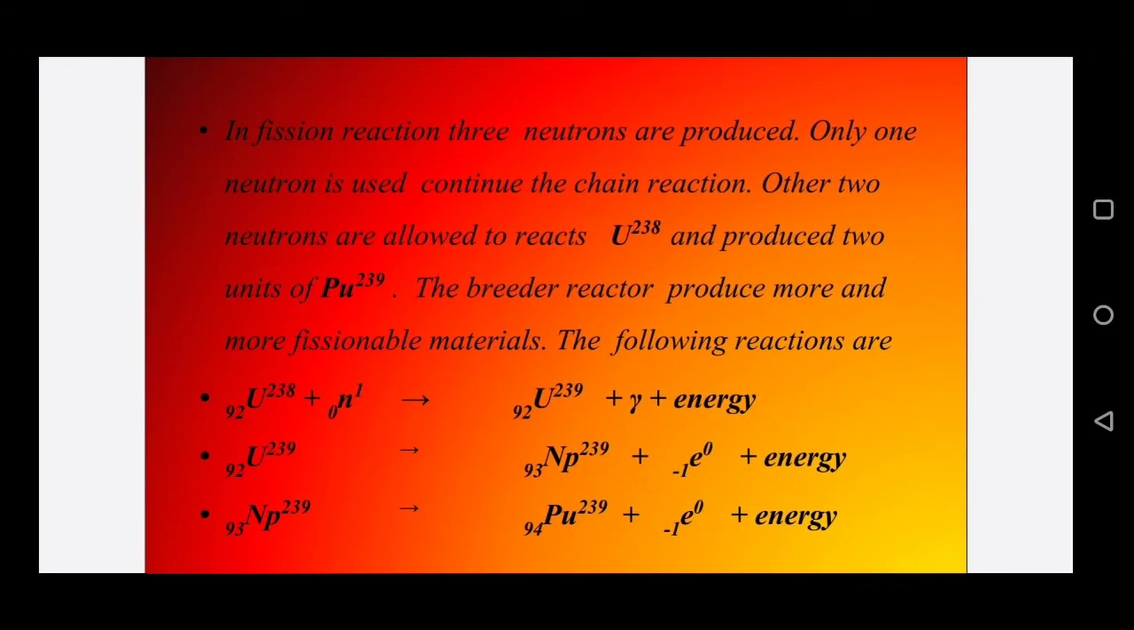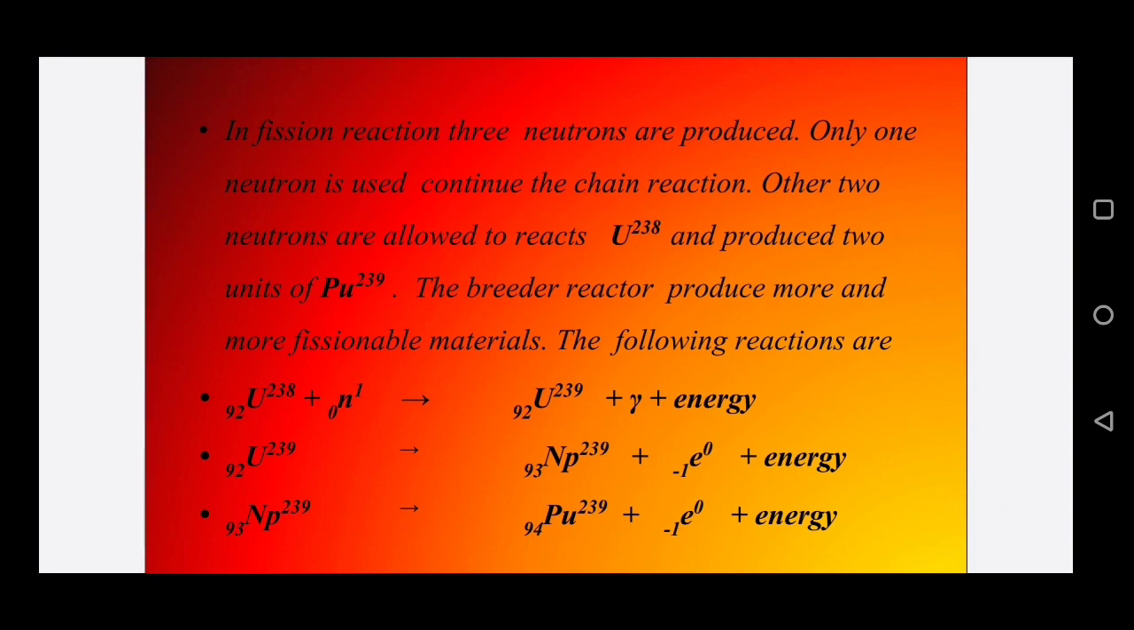In a nuclear fission reaction, 3 neutrons are produced. Only 1 neutron is used to continue the chain reaction. The other 2 neutrons are allowed to react with uranium-238 and produce 2 units of plutonium-239. The breeder reactor produces more and more fissionable material.